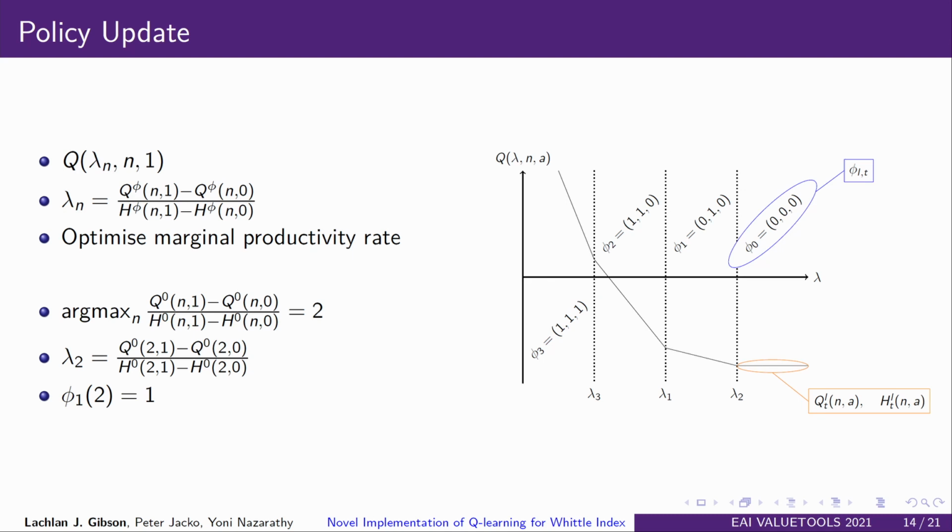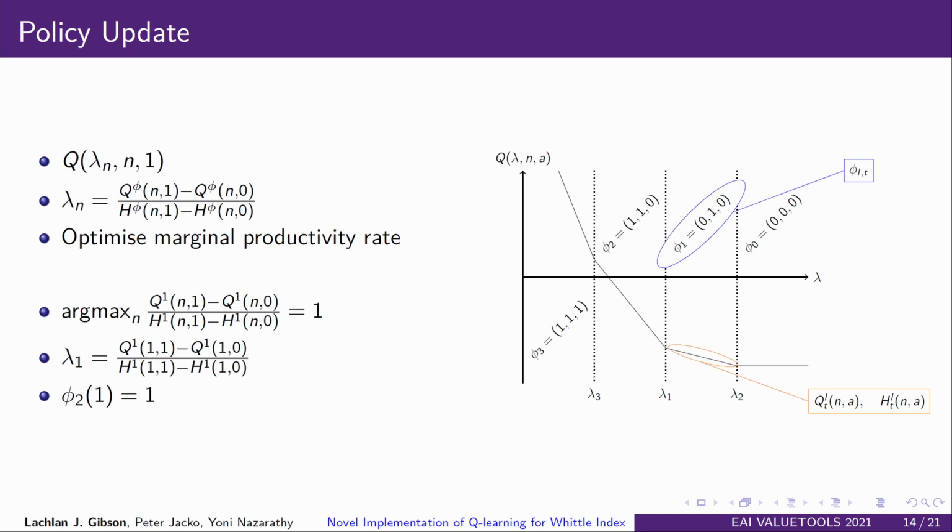To estimate the optimal policies and Whittle indices from the Q and H values, we exploit the structure of indexable systems. I'll demonstrate the procedure with this example. Beginning at the right-hand side, where the optimal policy is known to be completely passive, the marginal productivity rate is maximized by state 2. So the Whittle index of state 2 is estimated to be this rate, and the optimal policy in the next region needs to activate state 2.